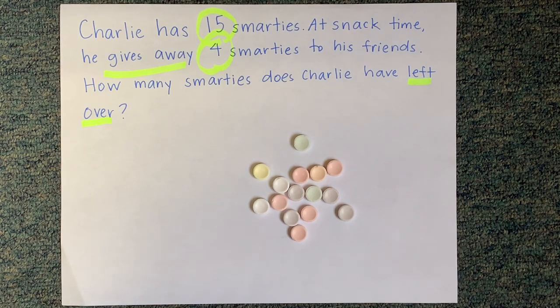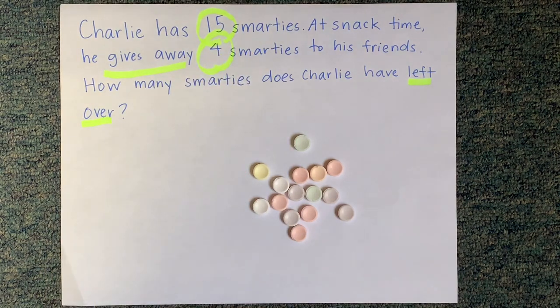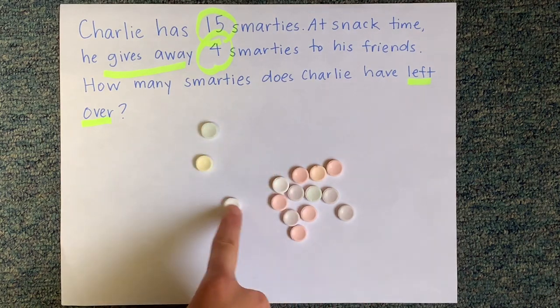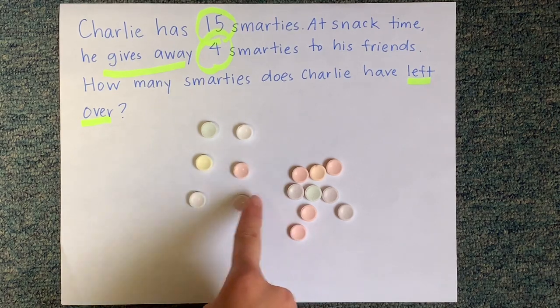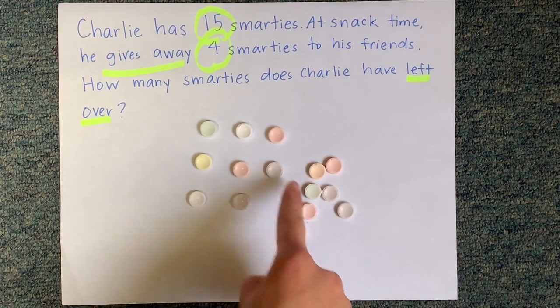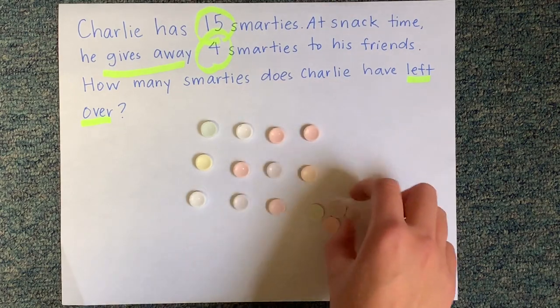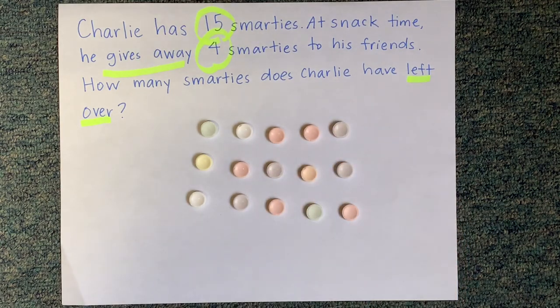First, I would like to count how many Smarties I have to make sure I have the right amount, because if we look back at the problem, we see that Charlie has 15 Smarties to begin with. So I've got to make sure that I've got 15 here. So ready, we got 1, 2, 3, 4, 5, 6, 7, 8, 9, 10, 11, 12, 13, 14, 15. All right, I had the right amount.